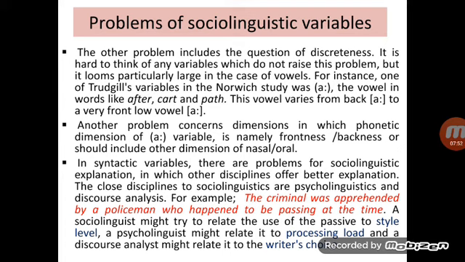In syntactic variables, there are problems for sociolinguistic explanation, in which other disciplines offer better explanation. The closest disciplines to sociolinguistics are psycholinguistics and discourse analysis. For example, the criminal was apprehended by a policeman who happened to be passing at the time. A sociolinguist might try to relate the use of the passive to style level, but a psycholinguist might relate it to processing load, and finally, a discourse analyst might relate it to the writer's choice.